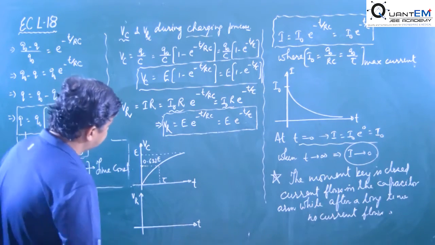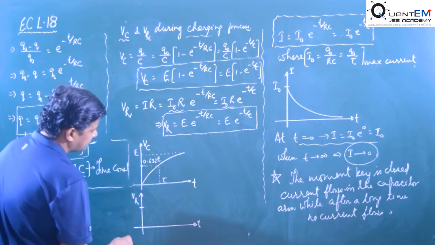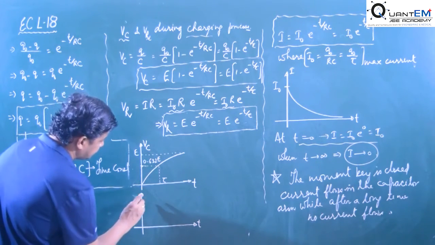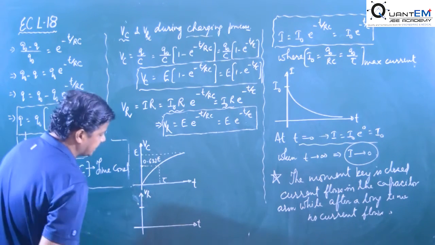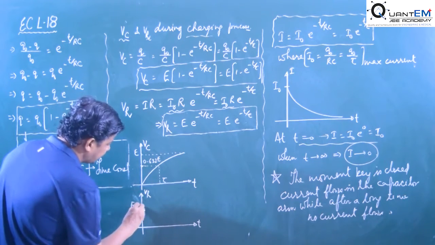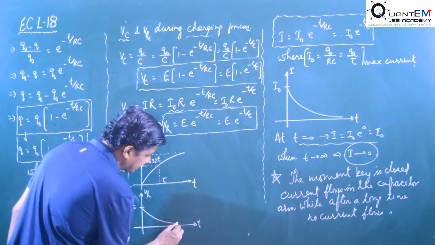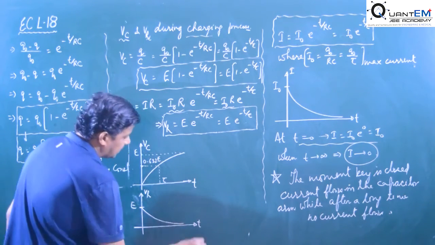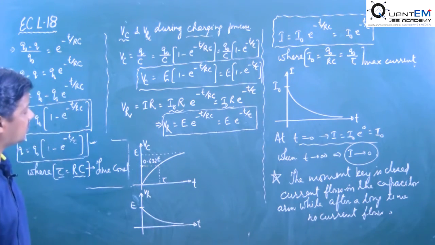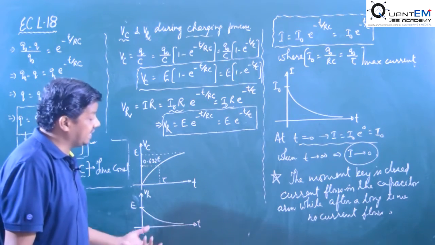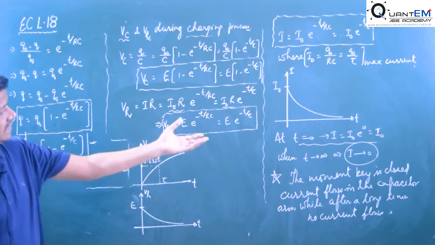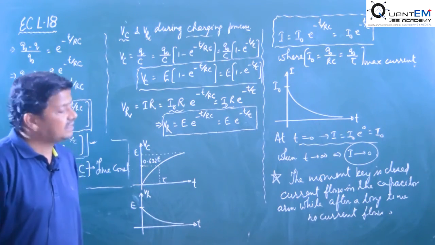Now we come to VR. In the VR versus time graph, it starts at the EMF E, goes on decreasing, and tends to zero after a long time. The potential drop across the resistor becomes zero because the current in the circuit becomes negligible. So these are the VC and VR graphs.